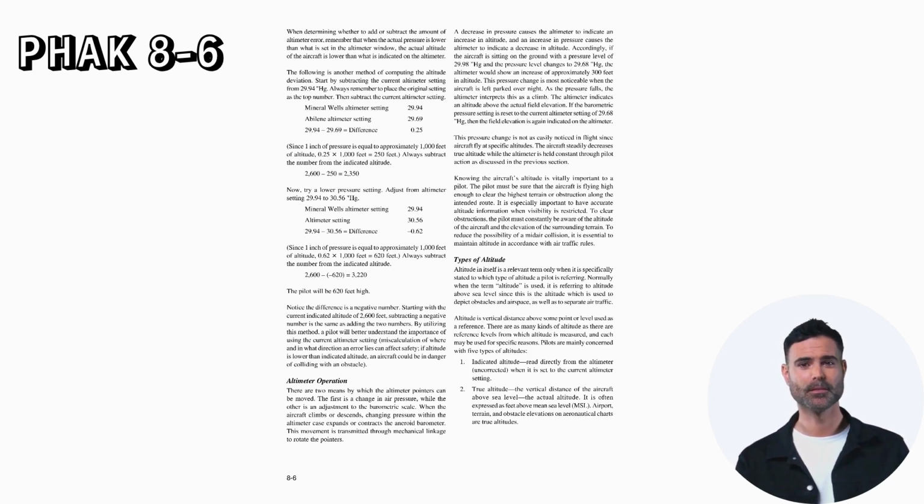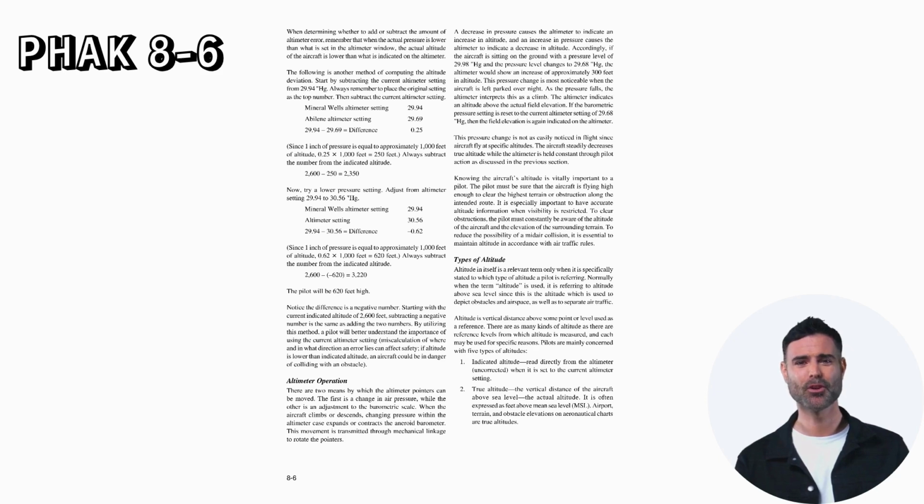Types of altitude. Altitude in itself is a relevant term only when it is specifically stated to which type of altitude a pilot is referring. Normally, when the term altitude is used, it is referring to altitude above sea level, since this is the altitude which is used to depict obstacles in airspace, as well as to separate air traffic. Altitude is vertical distance above some point or level used as a reference. There are as many kinds of altitude as there are reference levels from which altitude is measured, and each may be used for specific reasons.